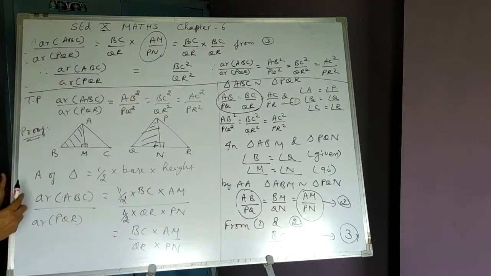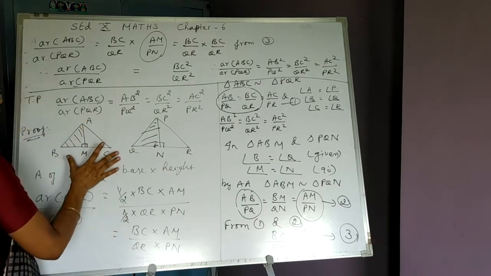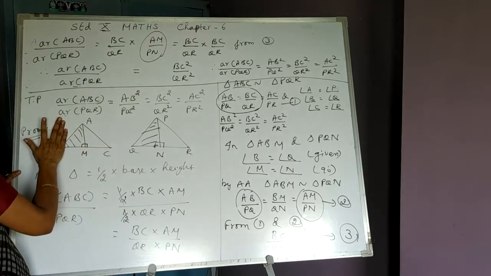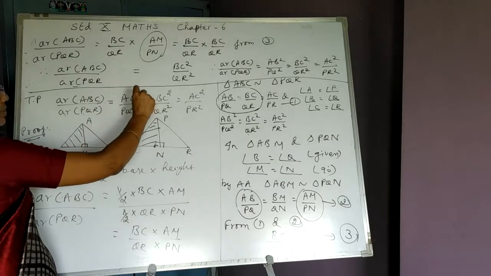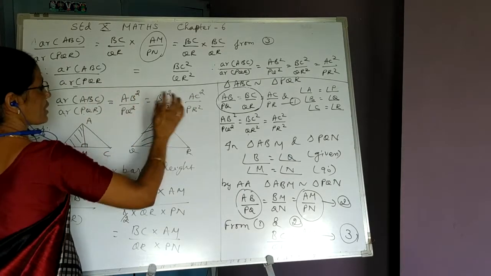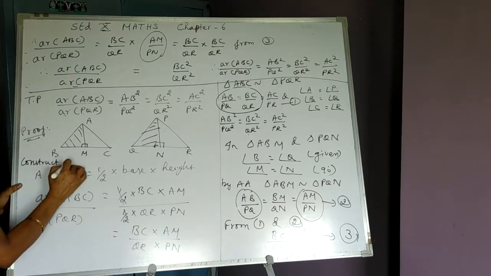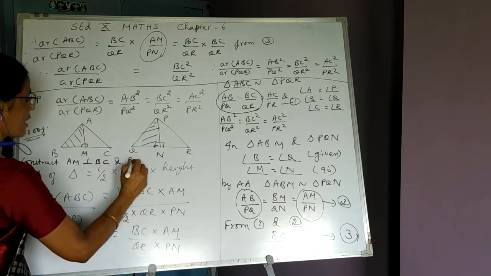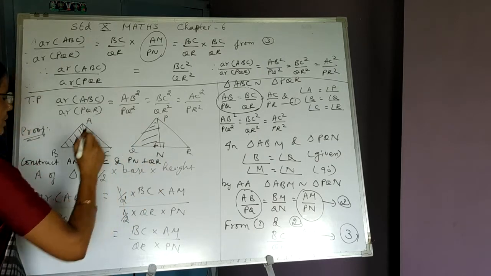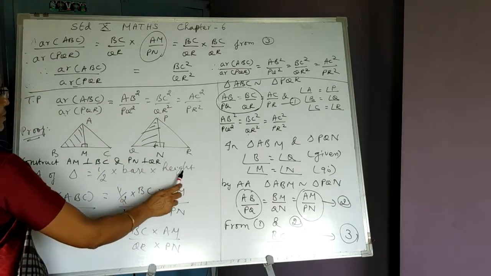So, I'll explain again. Hope you understood the question. We are given two similar triangles. For these two similar triangles, we have to prove the ratio of their areas is equal to the squares of the ratios of their corresponding sides. So, we have constructed altitudes, which I have not mentioned. Construct AM perpendicular to BC and PN perpendicular to QR. We know the area of a triangle is half into base into height.